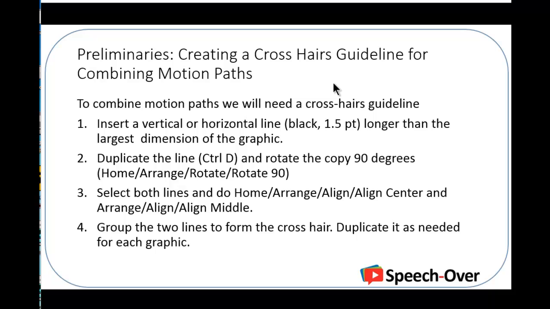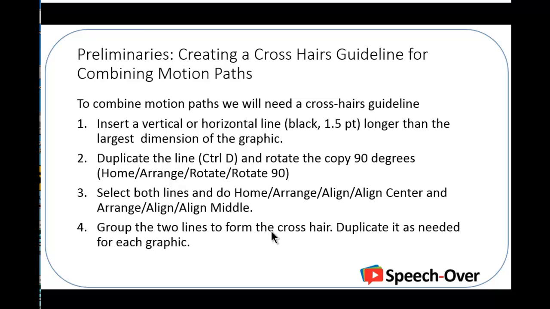We have to do some preliminaries, learning how to create a crosshairs guideline for combining motion paths. This is very important, and PowerPoint does not provide it. These steps are: insert a vertical or horizontal line longer than the largest dimension of the graphic, duplicate the line, rotate the copy 90 degrees, then select both lines and do the two centering operations. One is align center, one is align middle. And then you have your exact crosshairs.